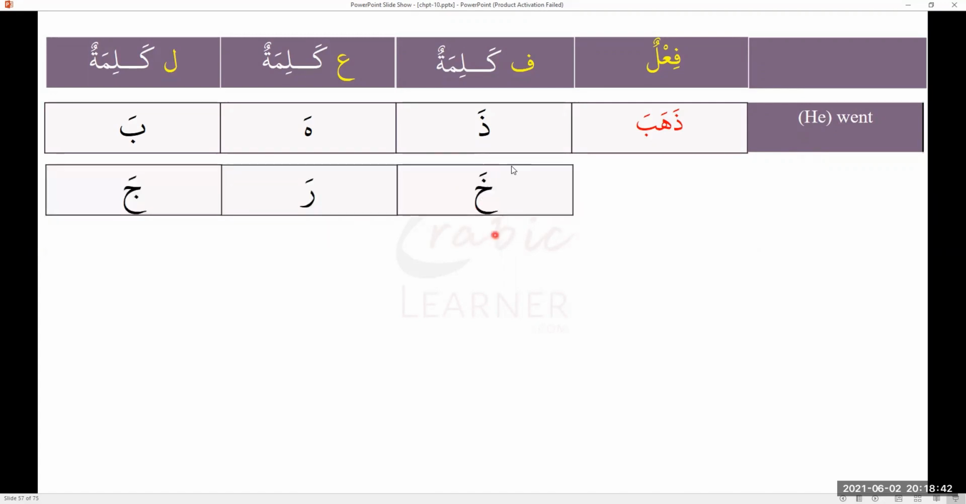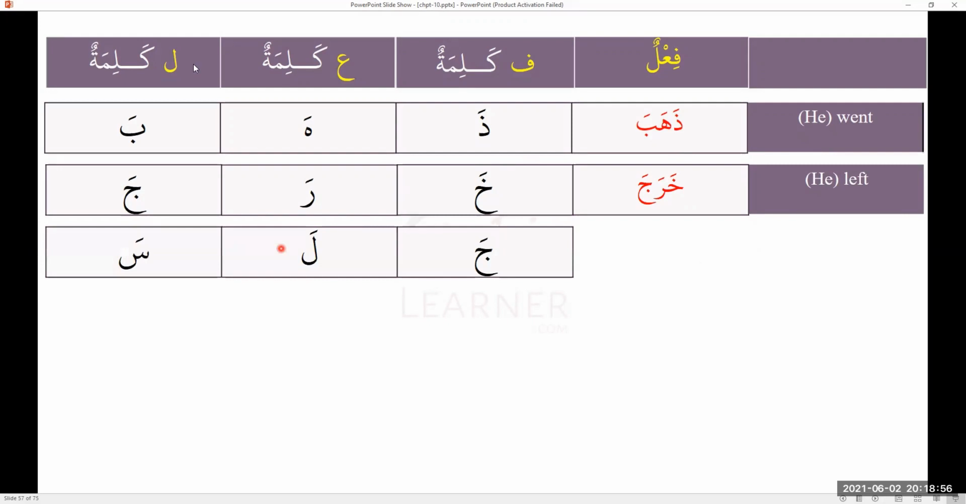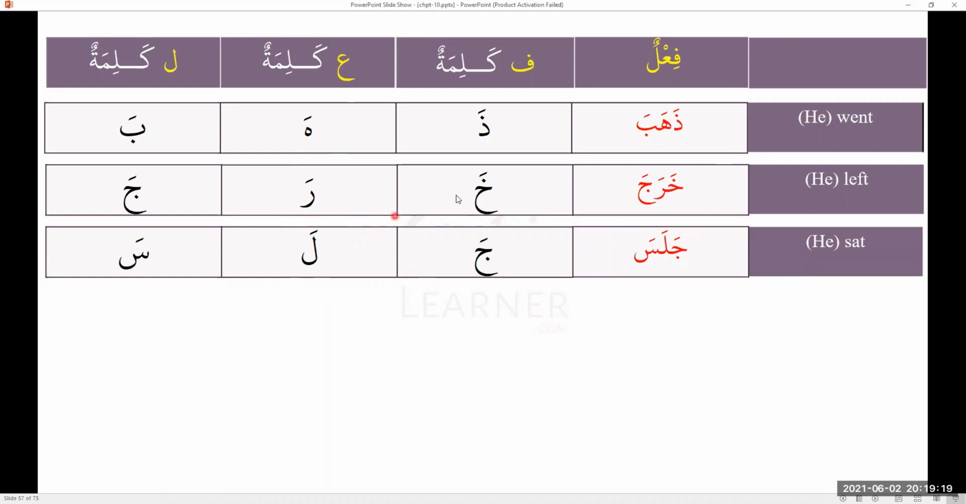Then kharaja. So it will be he left. Then jalasa. Now, if you see all these examples, fa kalima and lam kalima are all taking fatha, but till now, all these three examples are still having ain kalima with fatha only. But you'll see that soon you'll find more examples. Jalasa means he sat.